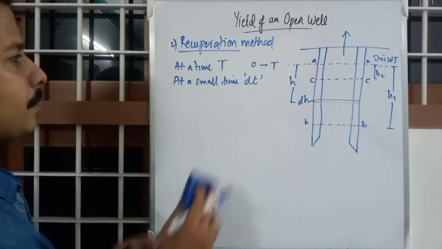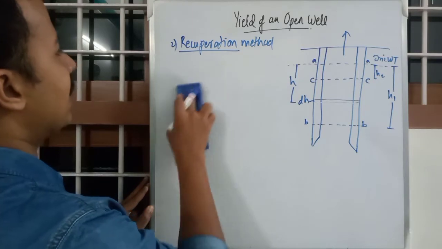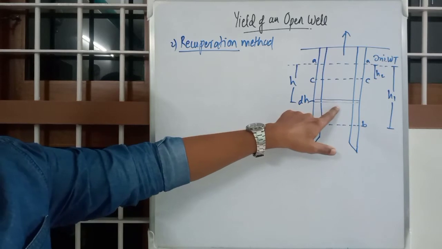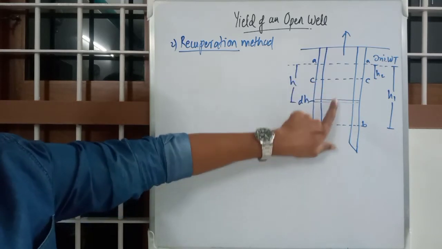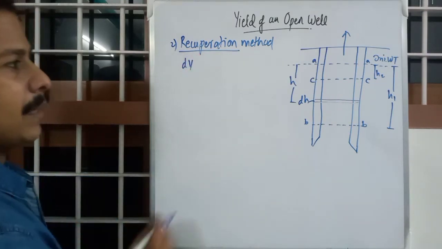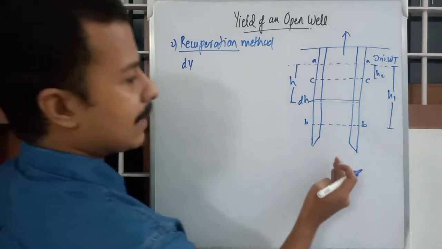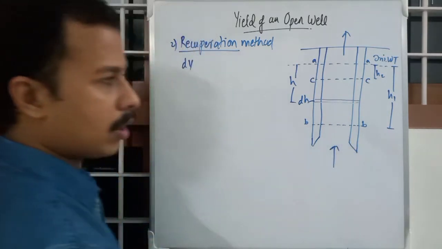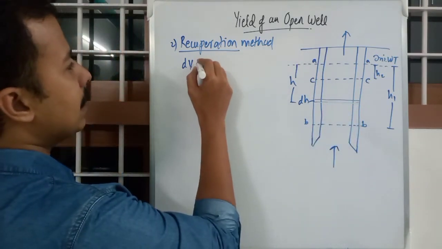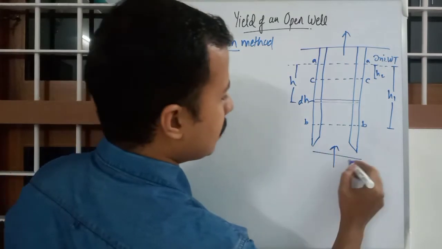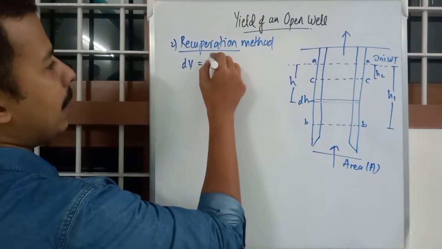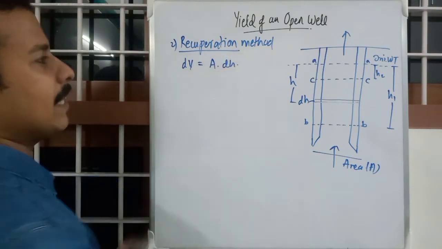Okay, so we have established the basic idea. Now, considering this level difference or this volume increase, dV is the volume of water that got in through the bottom of the well at a time dt. dV is equal to area A into dH.